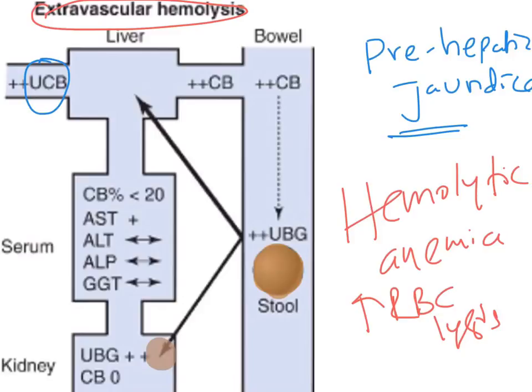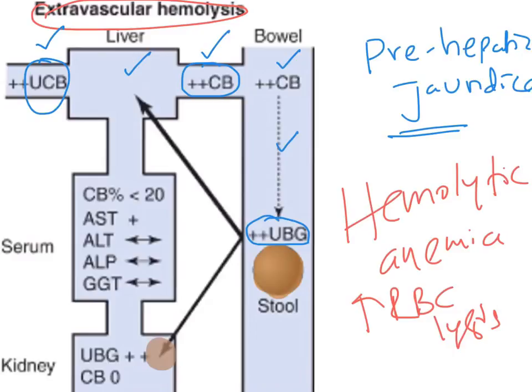Now in the liver, you have the UGT1A1 enzyme, which is going to conjugate unconjugated bilirubin into conjugated bilirubin. It will be working at a maximum rate. That's why there is 2 plus UCB here, that is increased unconjugated bilirubin. Accordingly, it is going to increase conjugated bilirubin, which is present in the common bile duct. Now 2 plus conjugated bilirubin gets into the bowel. Bacteria act on this 2 plus conjugated bilirubin and produce 2 plus urobilinogen.